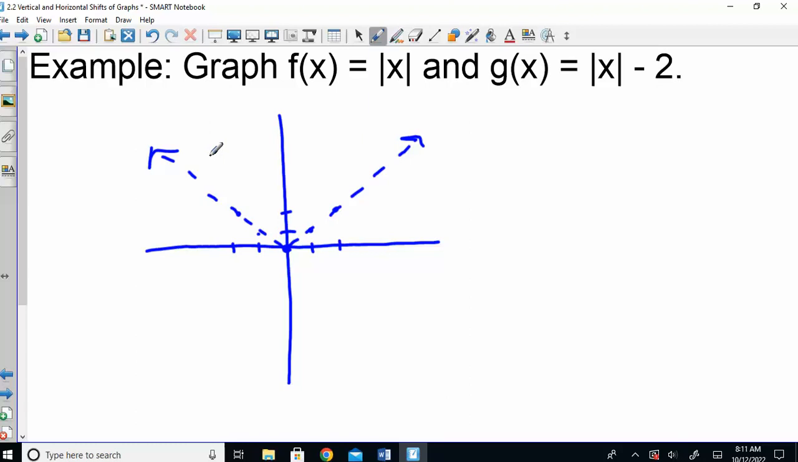So then, when I have the absolute value of x minus 2, that 2 is on the outside. Outside is y, and it does what it says, so it will take my graph down 2. So move each of my points down 2.